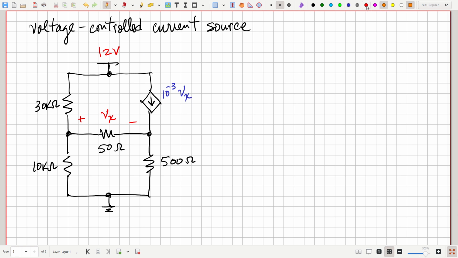Okay, well, we've got, this is our reference, so we know that's 0. We want to find our essential nodes. Also, of course, this one up here is 12 volts. That's our source. So here's an essential node. There's an essential node. So let's call that V1 on the left and V2 on the right. And, of course, Vx is V1 minus V2.